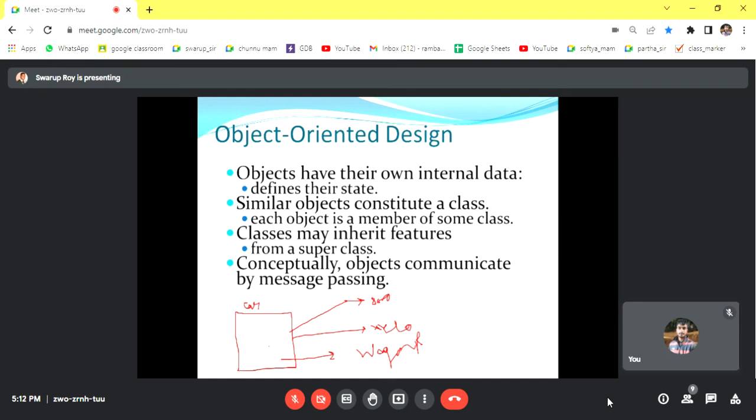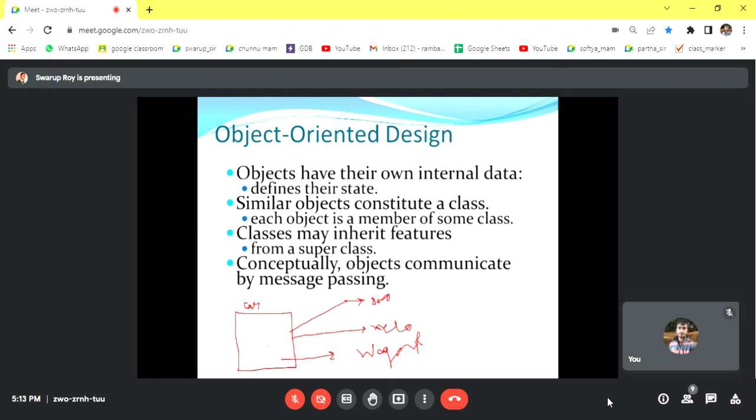So the state diagram basically is that if you have a set of similar objects, you can normally plot it as a class. Each object is a member of that particular class. So 800 is a member of that class car. Xylo is actually a member of that class car. Wagon is a member of that particular class, class car.